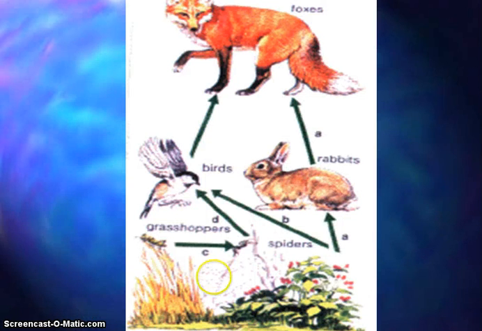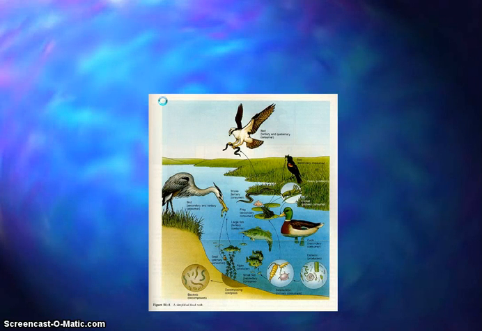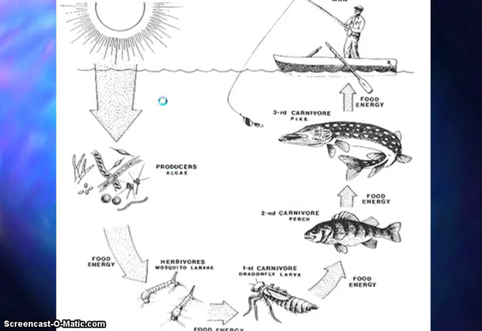So again, we have our producers here. All right, we have our primary consumers. Okay, the bird is a secondary consumer, and then this would be the tertiary consumer. Again, another example of a food chain. The arrows are representing energy flow. Again, another example.